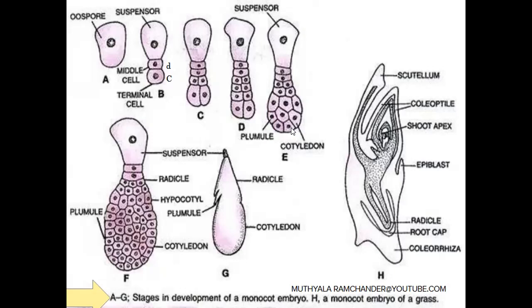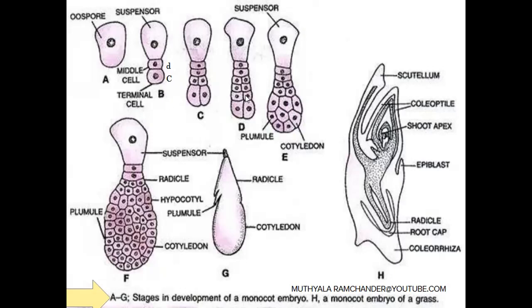The outer whorl 8 cells act as dermatogen initial cells, the middle 8 cells develop into cortex initial cells, and the center whorl 8 cells develop into vascular initial cells. See, cortex, epidermis and vascular region belong to the shoot only. The complete shoot part is developed from which cell here? C cell. The C cell is called the terminal cell.